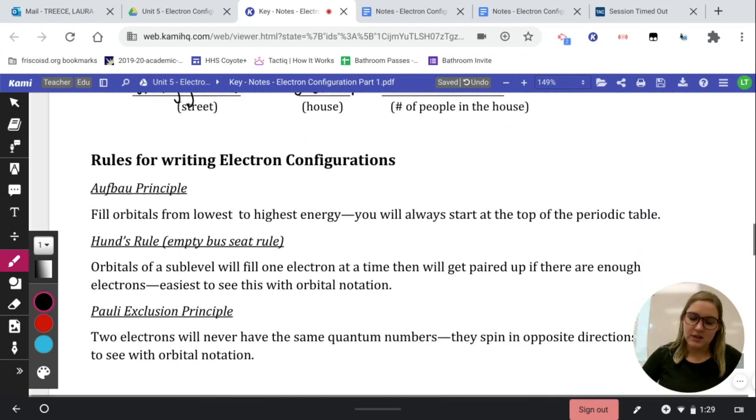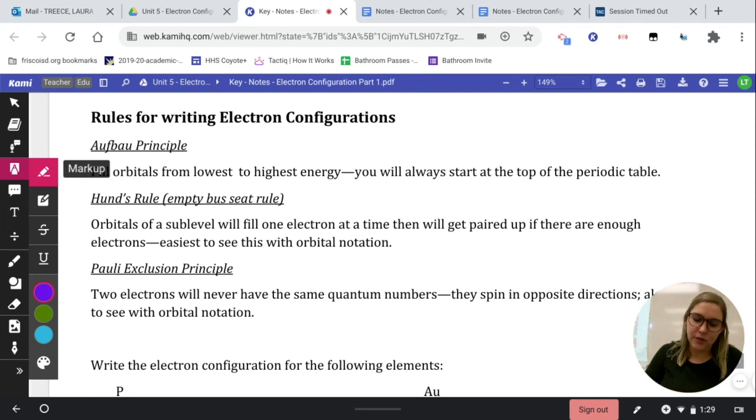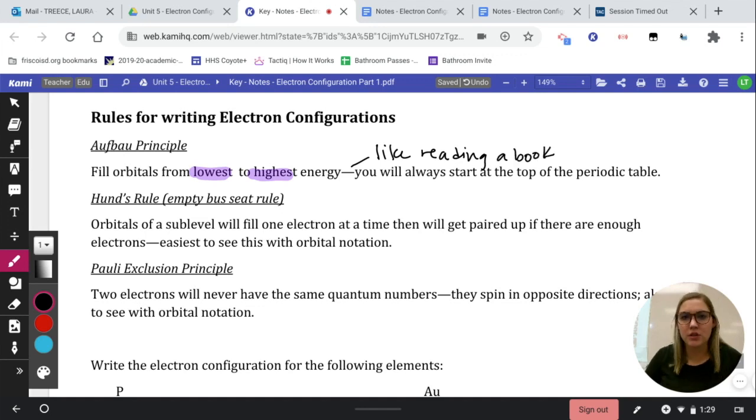All right. So our first rule is the Aufbau principle. And the Aufbau principle says that we fill from lowest to highest. So basically what that means, I always think for this one, it's like we're reading a book. When we're writing electron configurations, we're always going to read from left to right, top to bottom. All right, so like reading a book. And that's how our electron configurations are going to fill.